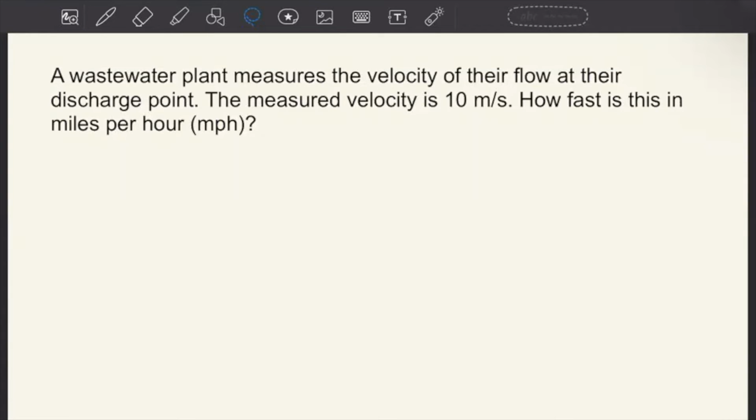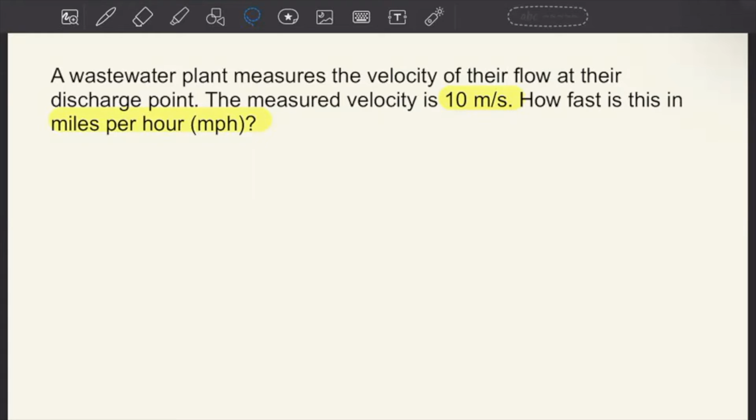Okay, let's go ahead and try something a little more difficult. The next problem reads, a wastewater plant measures the velocity of their flow at their discharge point. The measured velocity is 10 meters per second. How fast is this in miles per hour? So we're going to use the same strategy as we did in our previous problems. And we're going to identify in the first step our given units, which for this problem is 10 meters per second. Then we're going to identify the required units, which for this problem is miles per hour.